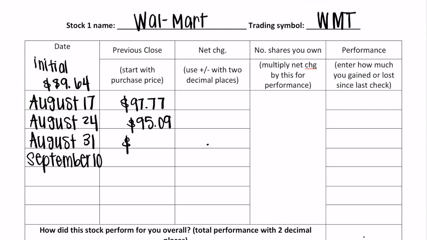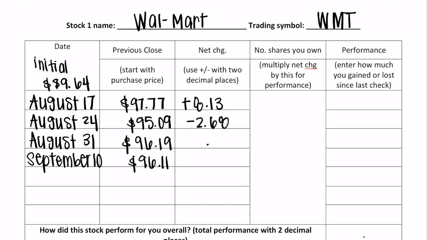And so on the 17th, it was 97.77. On the 24th, it was 95.09. On the 31st, it was 96.19. And then on the 10th, it was 96.11. In order to get your net change for August 17th, you would take 97.77, which is the price of Walmart stock on that date, and subtract 89.64, which is the last time you checked that stock. So on August the 17th, when I checked Walmart stock, I had gained $8.13.